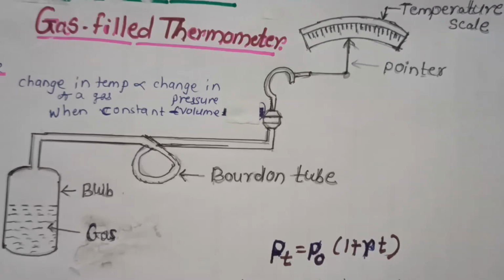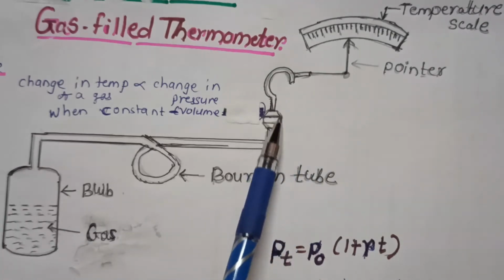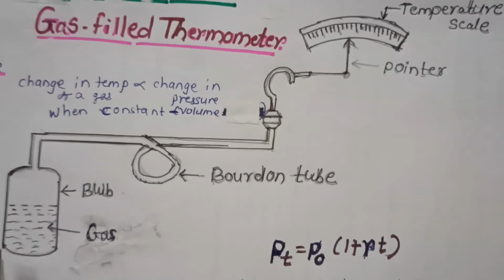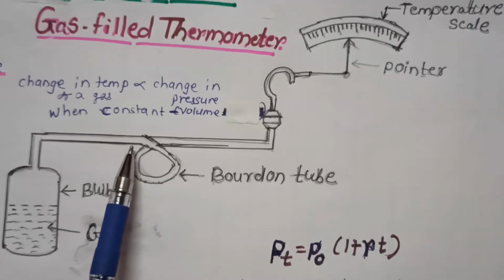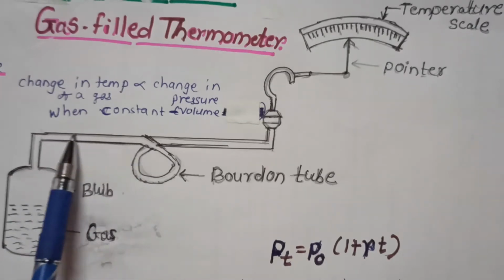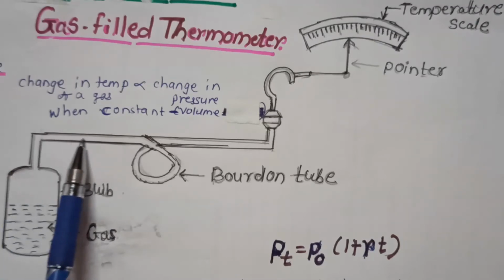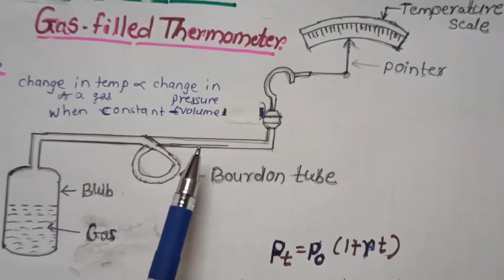Construction. This is figure of gas filled thermometer. Here is a bulb. This bulb is made up of stainless steel, brass or nickel. Inside this bulb there is a gas like nitrogen or helium is used. This bulb is connected to the capillary tube. This capillary tube is made up of steel. Length of capillary is limited.